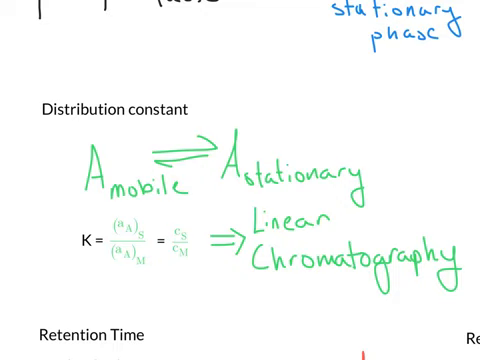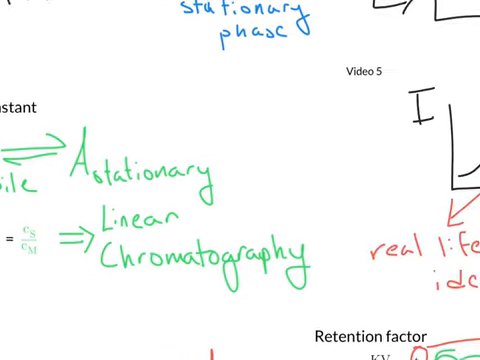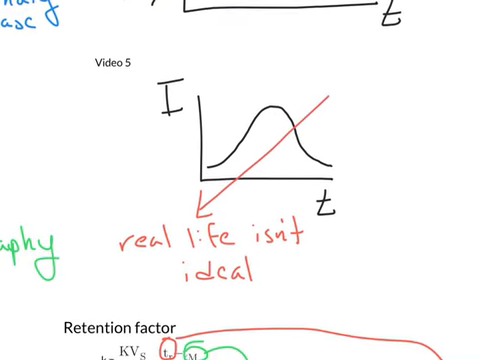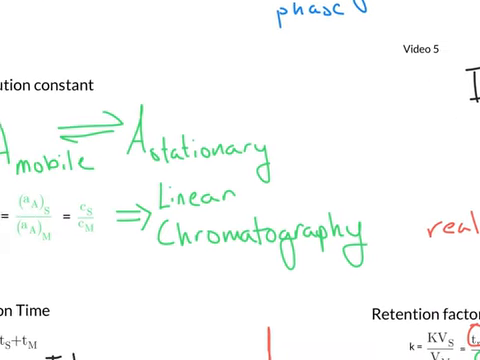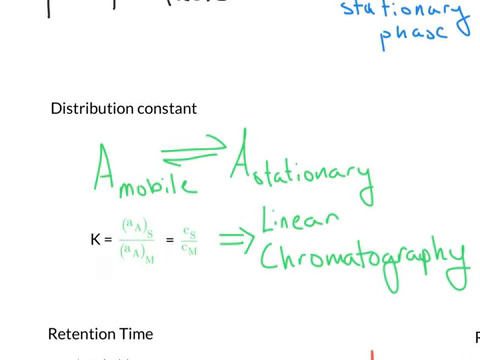This is awesome. It lets us have linear chromatography where we get Gaussian peaks. However, real life isn't ideal. So most of the time we'll not have Gaussian peaks to deal with, but it makes the math easier for the rest of our section to live in this world.